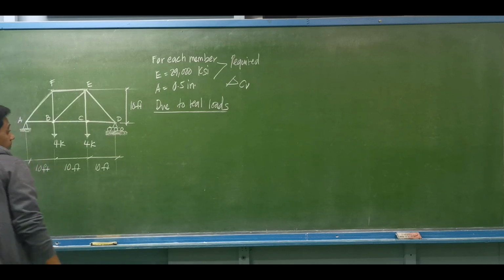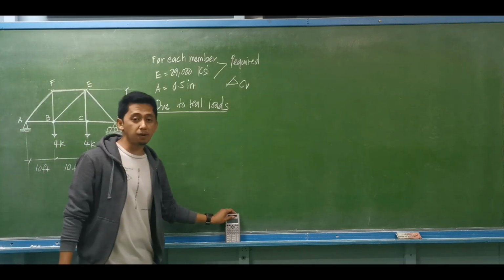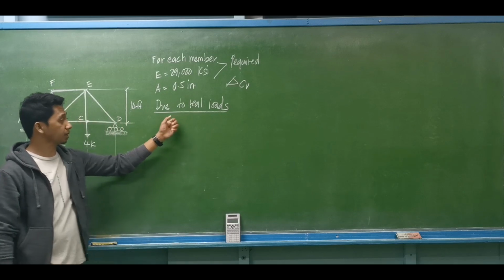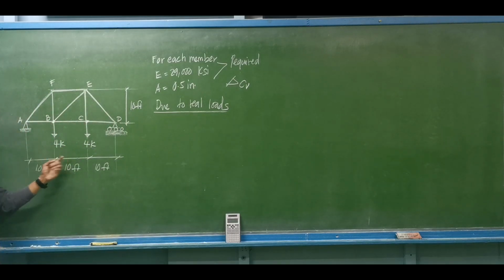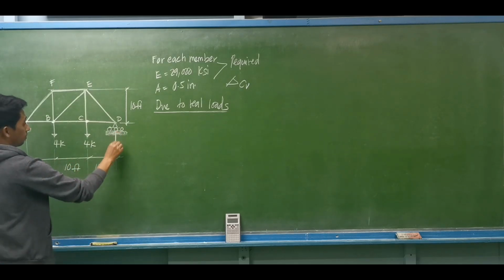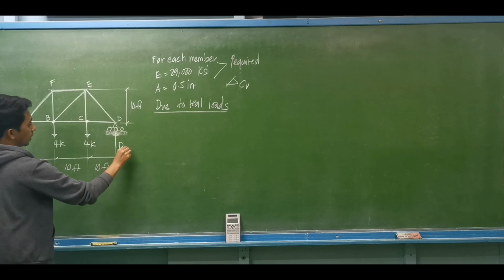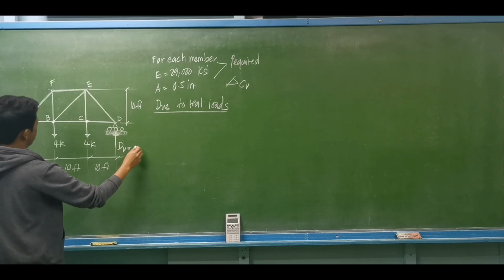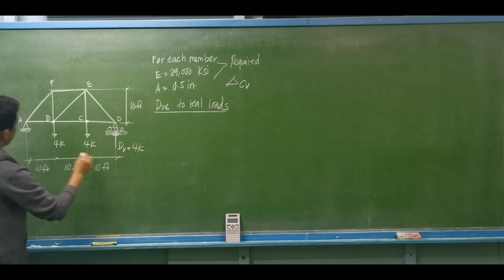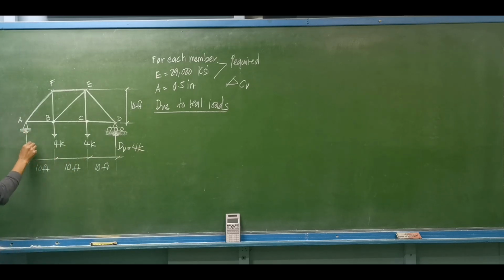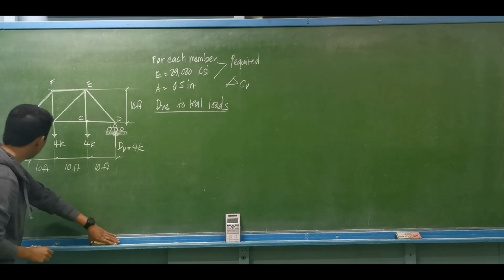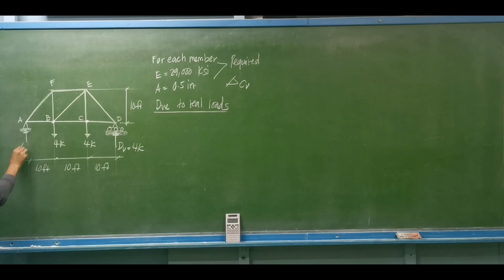All you have to do is use the method of joints or method of sections. So proceed to compute the axial force in each member due to real load. This is fairly obvious. We have joint B and joint C carrying 4 kips both. Therefore, the vertical reaction at D is 4 kips, and the same for A. Let's say A vertical is equal to 4 kips.